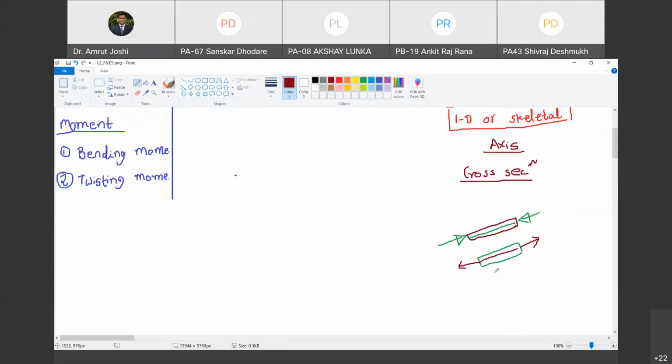Now my question is: is axial tension or axial compression a single force or is it a pair of forces?